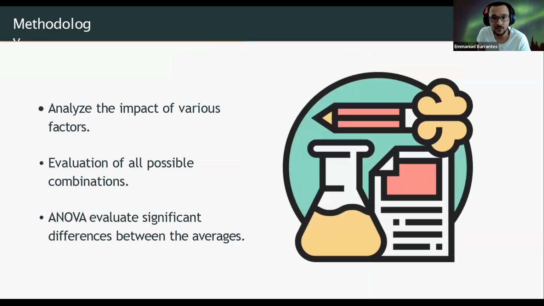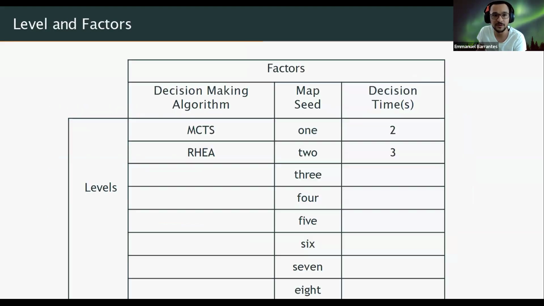For this research, we use a multi-factor experiment, which is designed to analyze the impact of several factors at multiple levels. A factor is an element with different levels that influence what you are measuring. And analysis of variance, or ANOVA, is a statistical technique used to evaluate whether there is a significant difference between the averages of various groups. ANOVA was used to analyze the data from this multi-factor experiment.